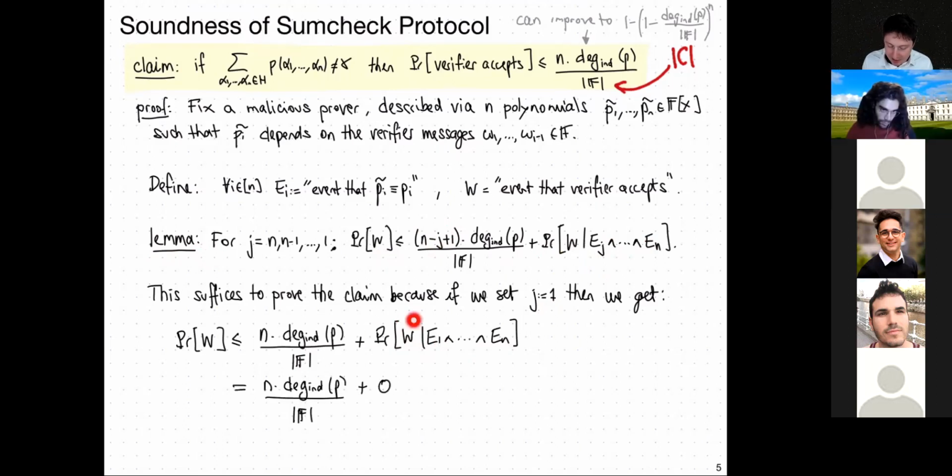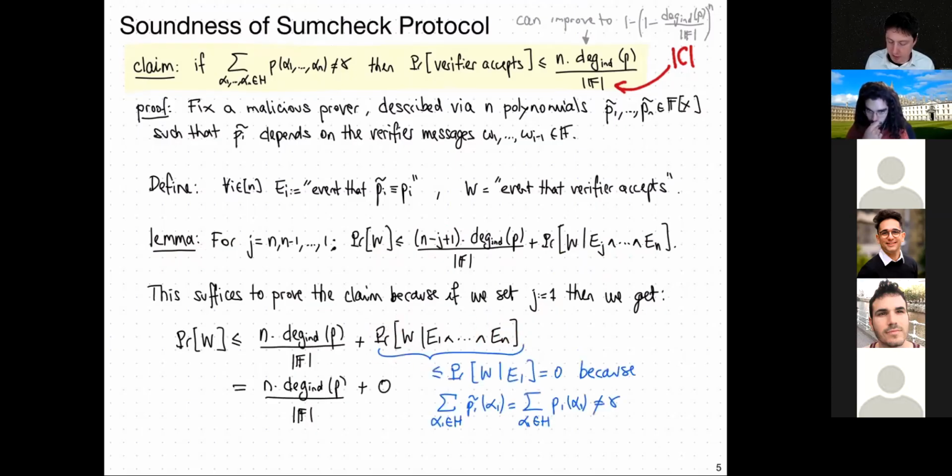Well, this is actually the probability that it wins given this is the case, 0. And the reason is that this event is at most the probability that the prover wins when he sends the first polynomial to be the correct partial sum, because if it does send P1 tilde to be P1, well, the correct partial sum equals the correct sum. And we know the correct sum is not gamma, period, independent of any randomness, okay? So this lemma easily implies what we want to prove, all right?